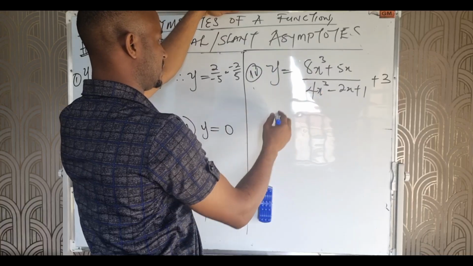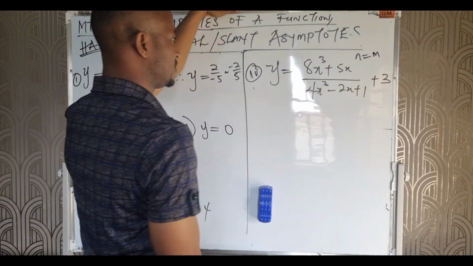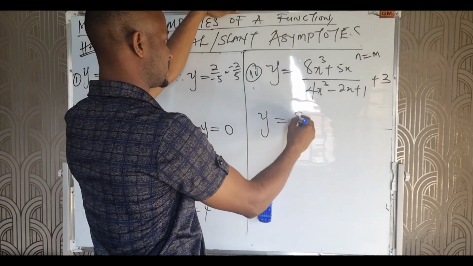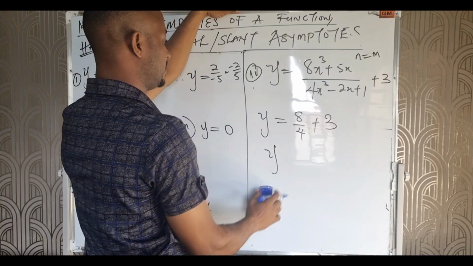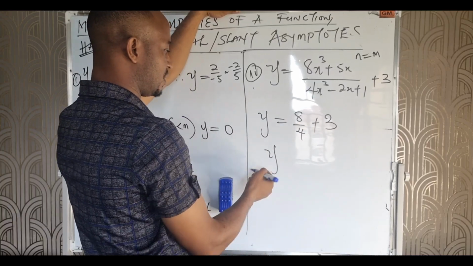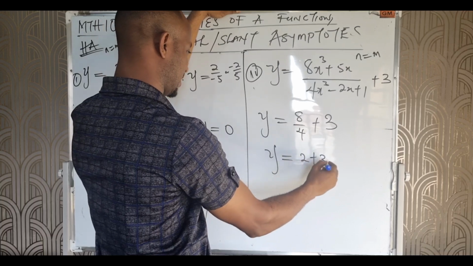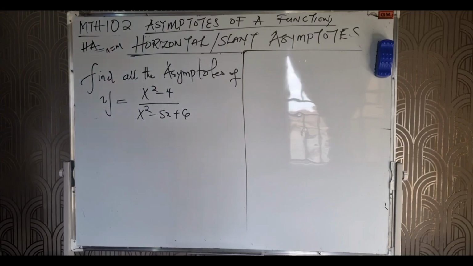This is also 3. So n is equal to m. So what do we have to do? We have to divide this 8 by 4. That will give us 8 over 4. Then plus this 3 we have here. So our horizontal asymptote occurs at y equals 8 over 4, which is 2. 2 plus 3, y equals 5. Final answer.